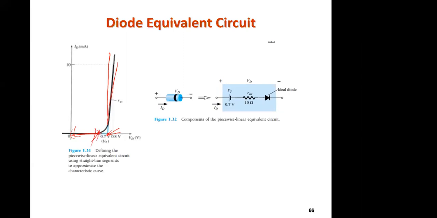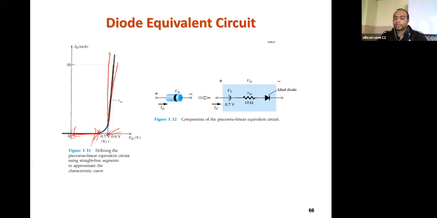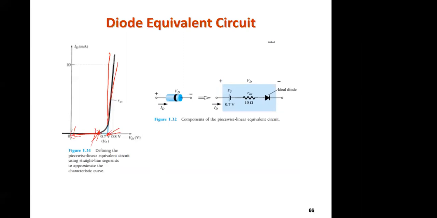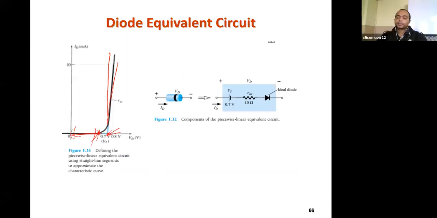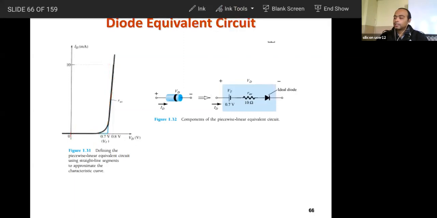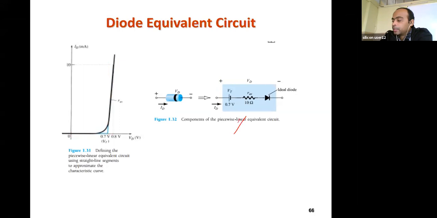Current is 0, meaning the resistance is infinite. If the current is very high or infinite, that means resistance is 0. So that means this diode has some resistance and it has some opposition voltage also. Now look at this figure.